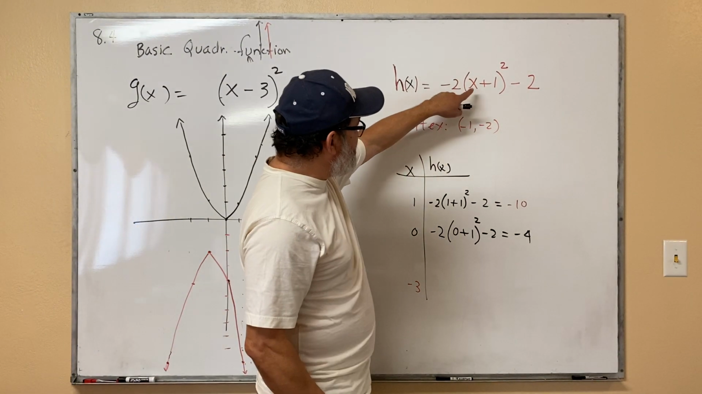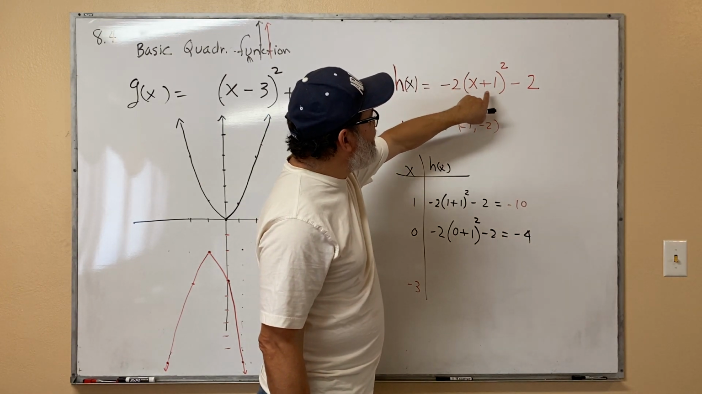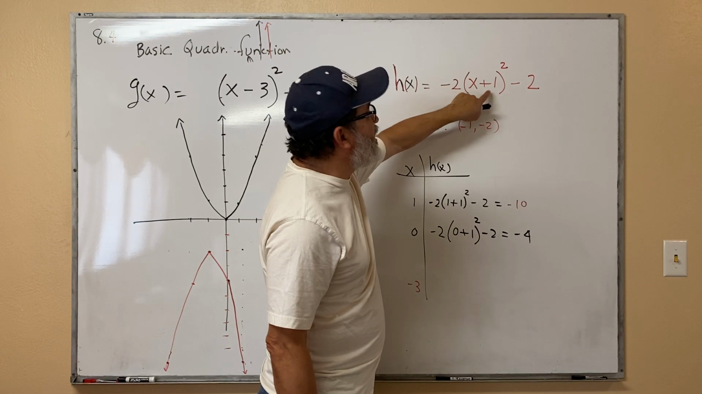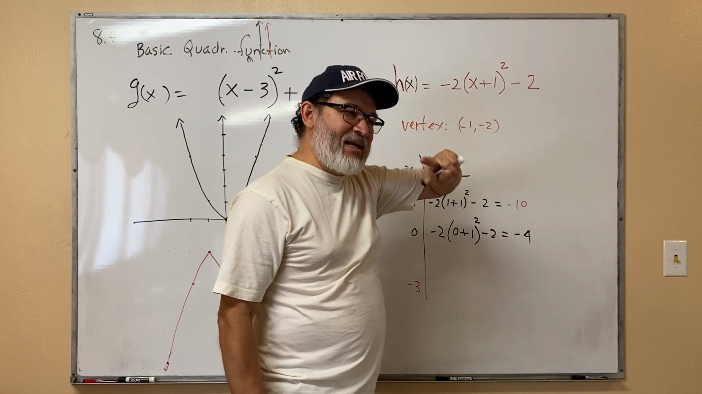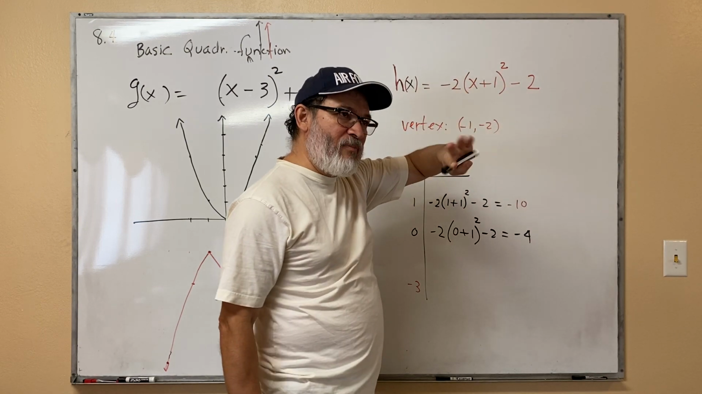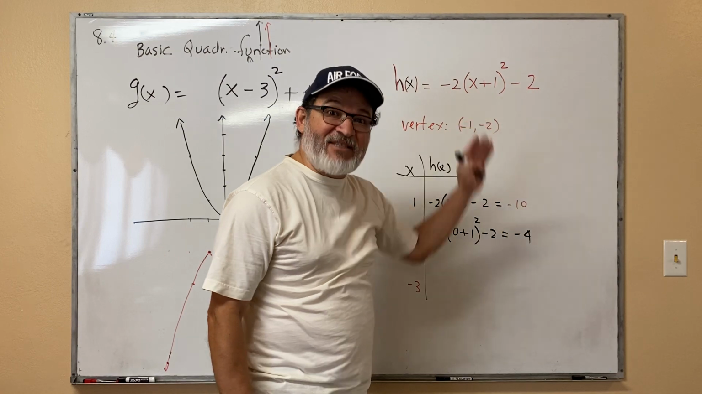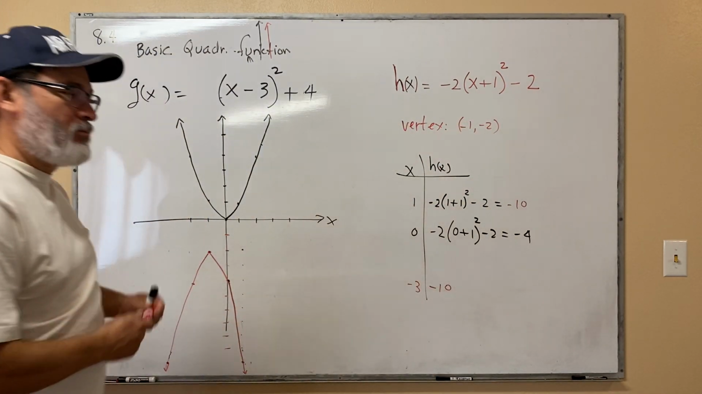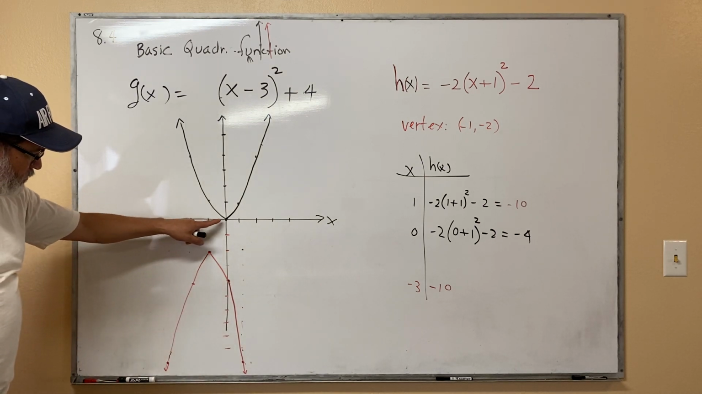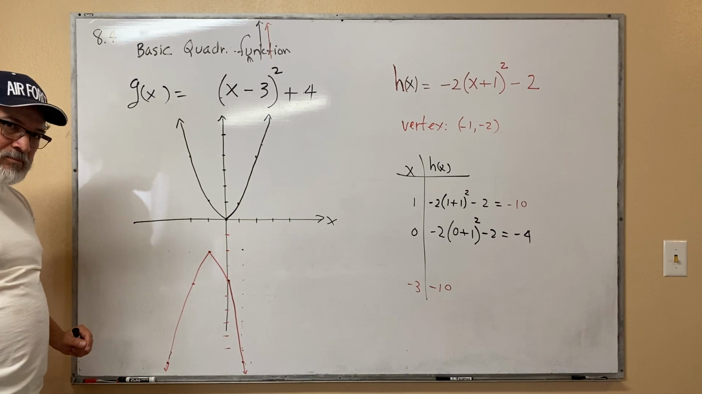All right, so negative 3 plus 1. What's negative 3 plus 1? That's negative 2. Negative 2 squared, that's 4. What's 4 times negative 2? Negative 8. What's negative 8 minus 2? Negative 10. One, two, three, negative 10.